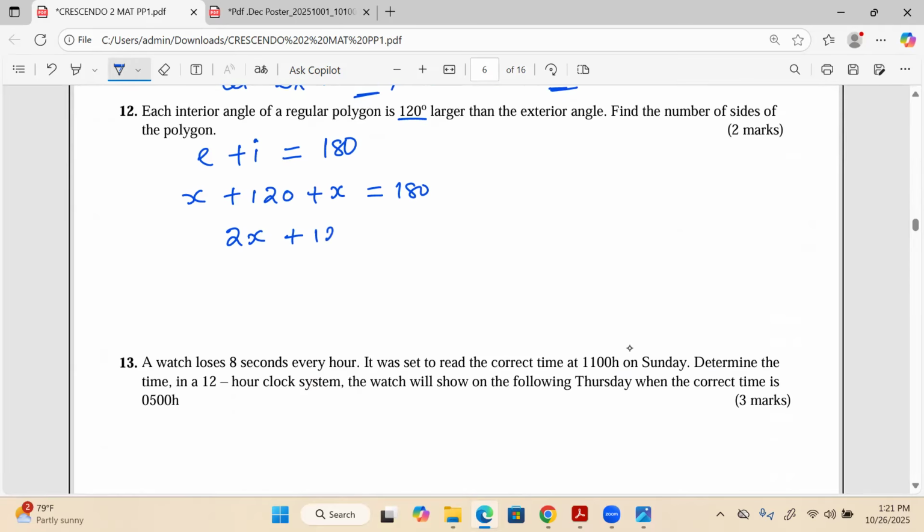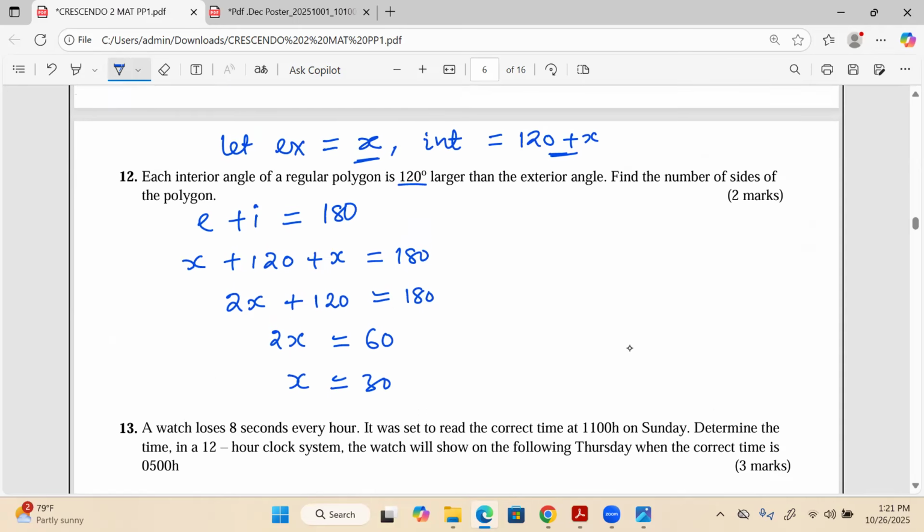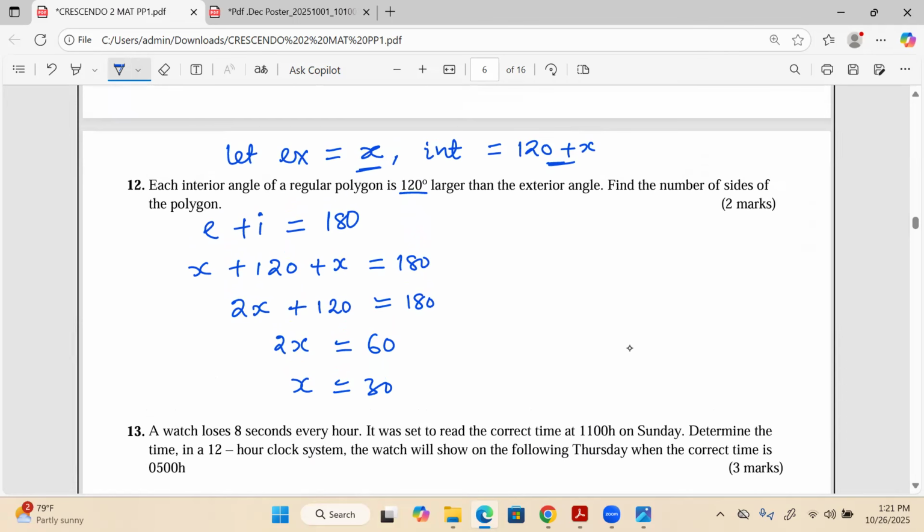2x plus 120 should give us 180. 2x equals, when we take 180 and subtract 120, ladies and gentlemen, we get 60. So the value of x becomes 30. This is the size of the exterior angle. And we all know that the sum of all exterior angles should be 360, regardless of the polygon that we're dealing with. So we say that the sum of exterior angles equals 360.